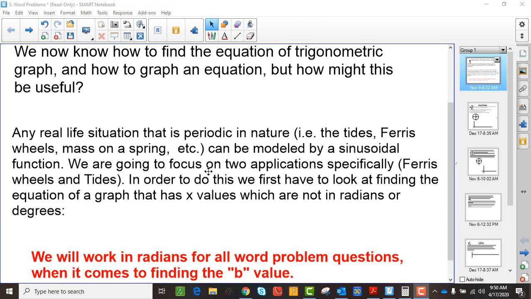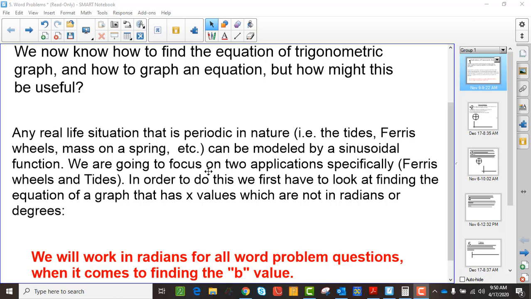But what we're going to say while we do that is, in order to do that, our x-axis is not going to be in radians or degrees. It's going to be in time generally. So if you think about the tides, they cycle every 12 hours. If you think about a Ferris wheel going around, it's going to go around in a certain amount of time. So the x-axis on all of these is actually going to be time.